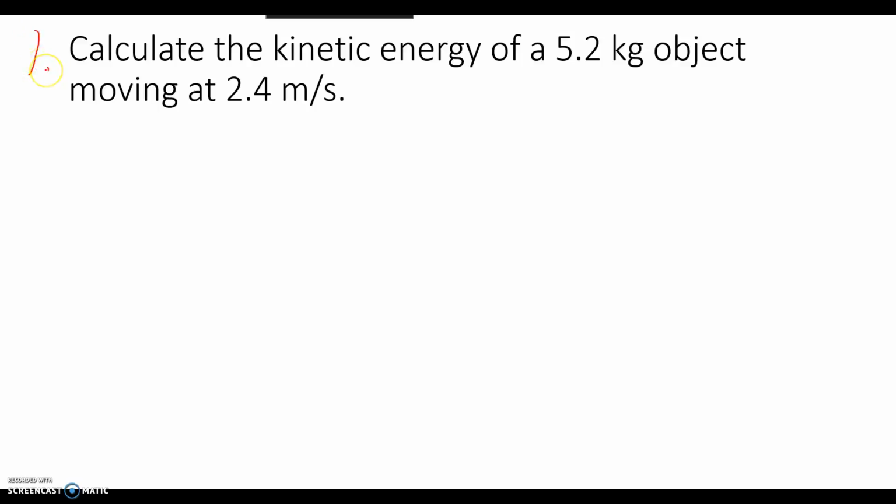All right, now, calculate the kinetic energy of a 5.2 kilogram object moving at 2.4 meters per second. This is your first question. I'm not going to spend a lot of time on this. Y'all are smart enough to do this. But kinetic energy equals 1/2 mv squared.